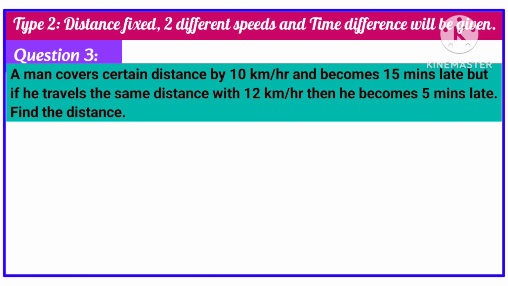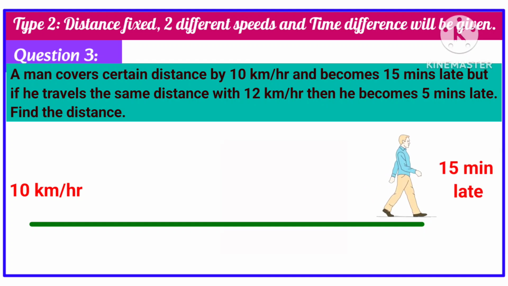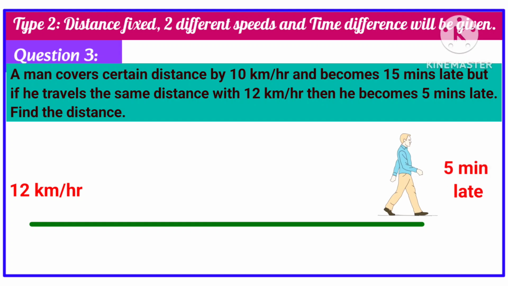Let us see another question, but this time you are going to pause the video and try to solve it on your own, then you will see the solution. So here it is given, a man covers a certain distance at 10 km per hour and becomes 15 minutes late. In this case he is 15 minutes late. But if he travels the same distance at 12 km per hour, then he becomes 5 minutes late. In this case he is 5 minutes late.